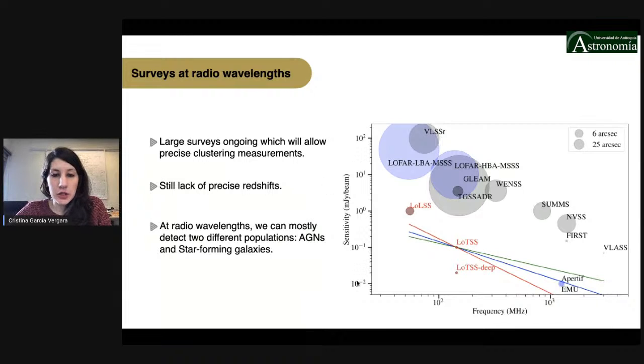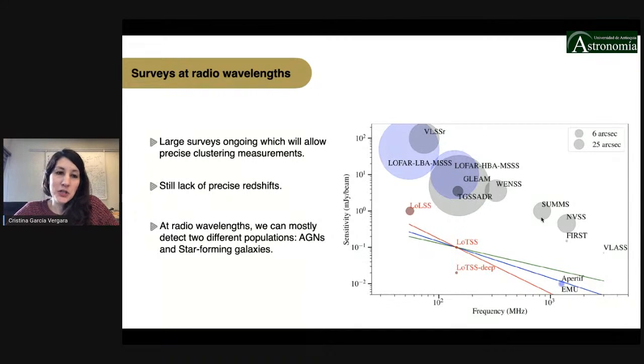In this plot, I'm showing different surveys that have been performed at radio wavelengths. Here I'm showing the frequency at which the surveys have been performed, because radio wavelengths, all of this is radio, but you can go to lower or higher frequency within the radio regime. And we have several surveys across this wide range of frequency. Then this is showing the sensitivity, how deep the survey is, and the size of the circles shows the resolution of the survey.